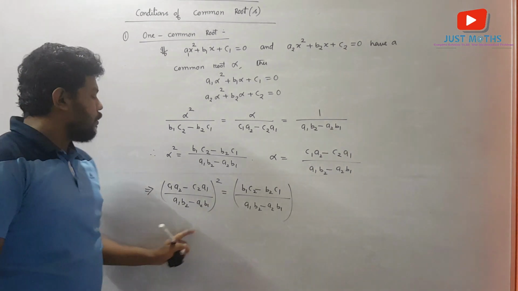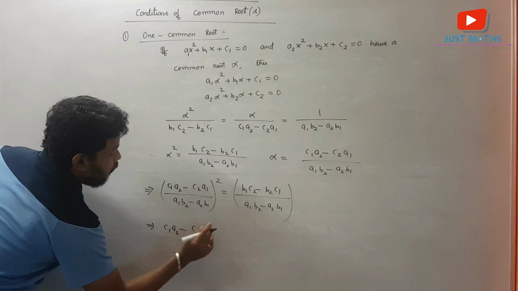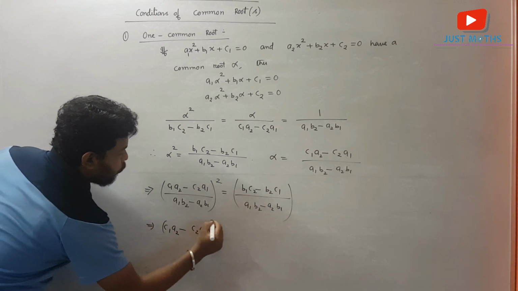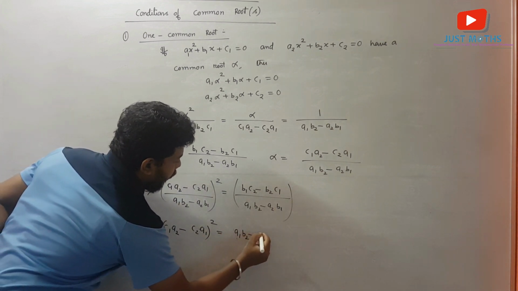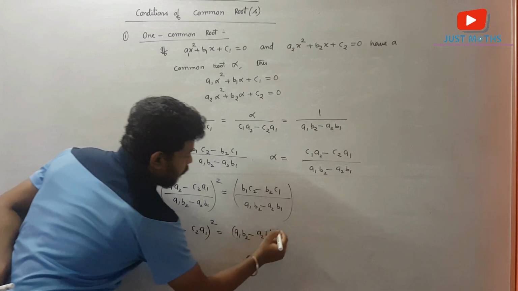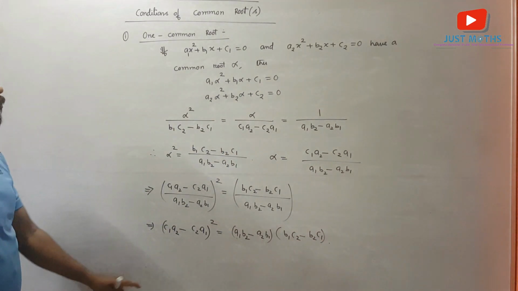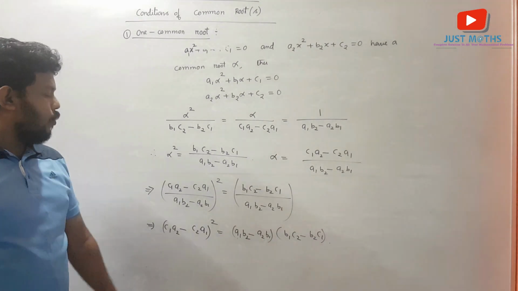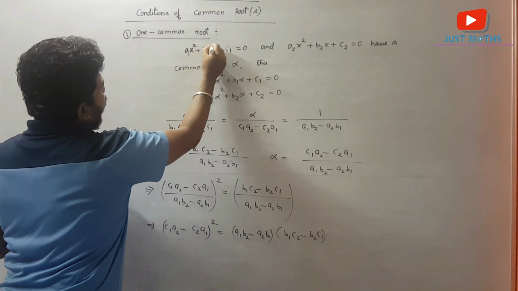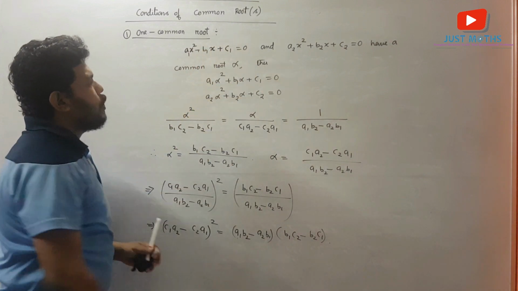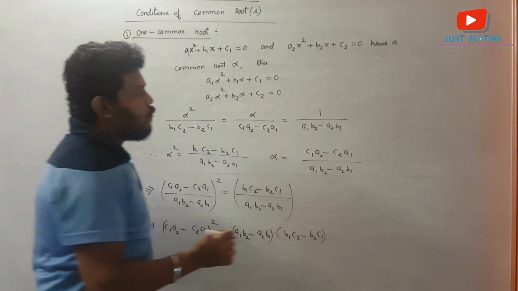If I cancel the common denominator on both sides, we'll get c1 a2 minus c2 a1 whole squared is equal to a1 b2 minus a2 b1 into b1 c2 minus b2 c1. This is your condition for one common root. So if we draw the graph of these two functions, a1 x square plus b1 x plus c1 equal to 0 and a2 x square plus b2 x plus c2 equal to 0, having one common root, the graph will be something like this.